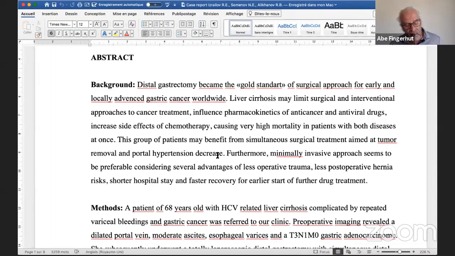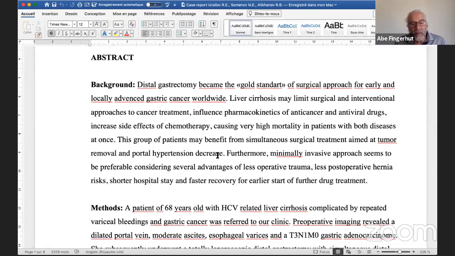So if they did a staged operation, in other words, the gastric carcinoma distal gastrectomy in a patient who had cirrhosis that was still under the condition of cirrhosis, they might have a very complicated outcome. And the portal hypertension complicates the fact that the cancer is a very difficult operation. So the idea behind this paper was to talk about doing the total laparoscopic distal gastrectomy at the same time as a splenorenal venous shunt in a 68-year-old lady, if I remember that.